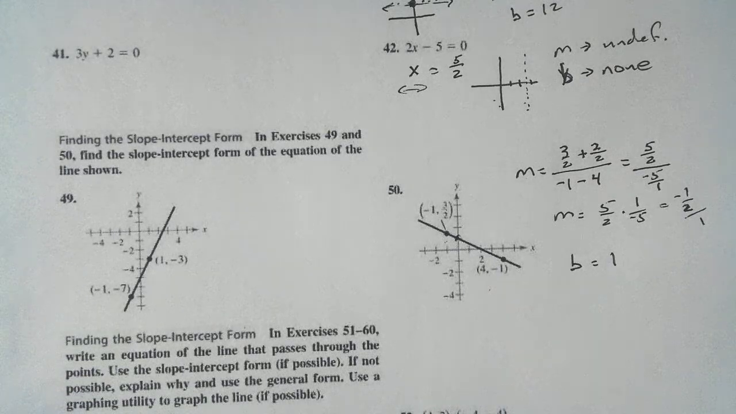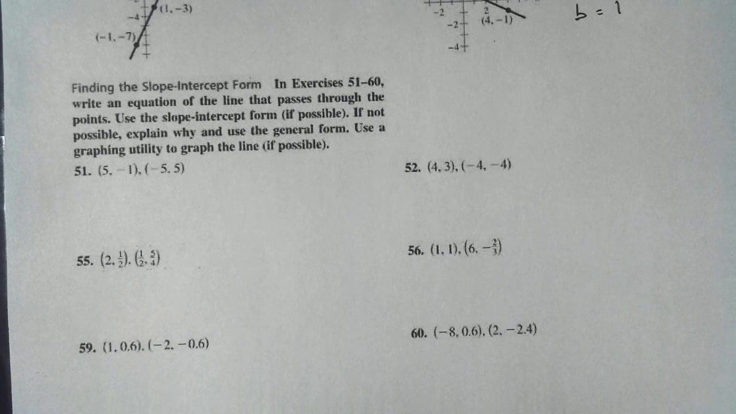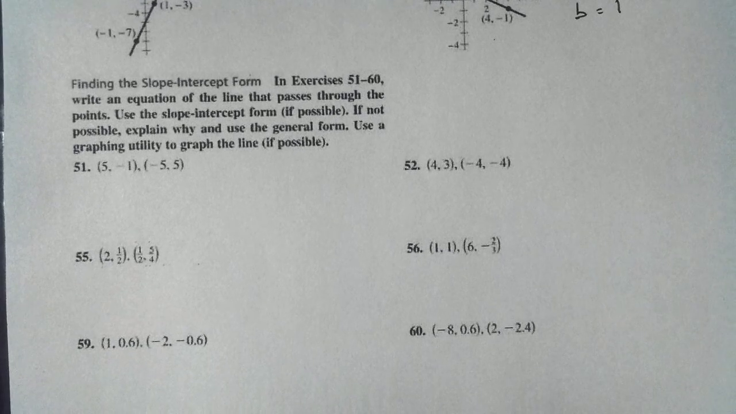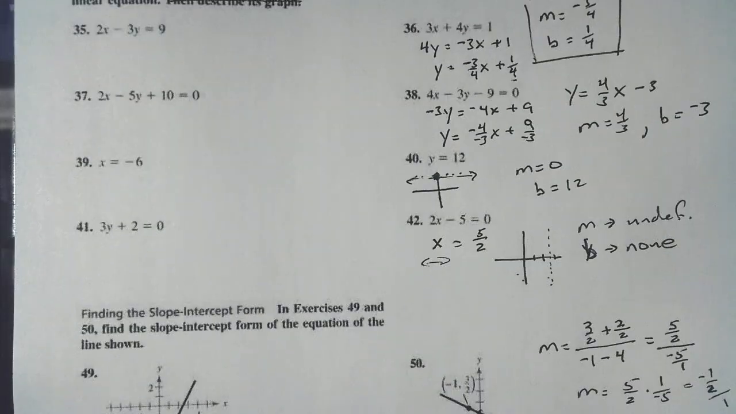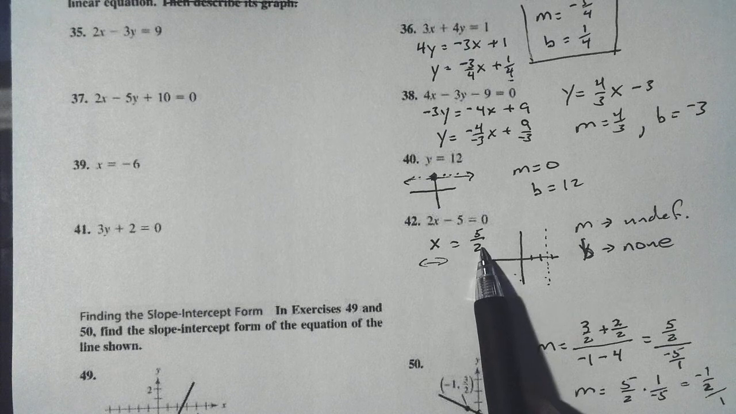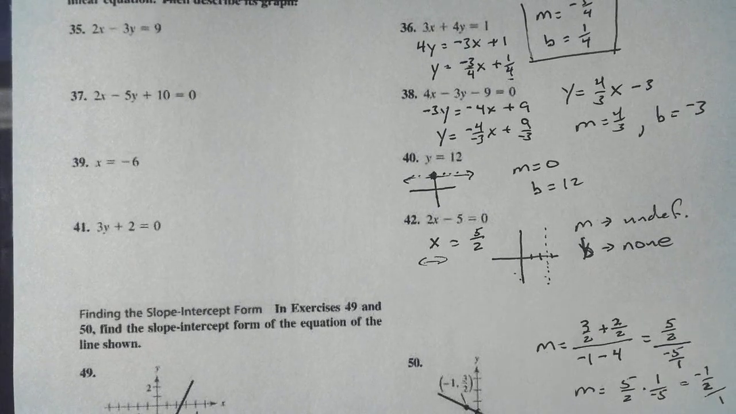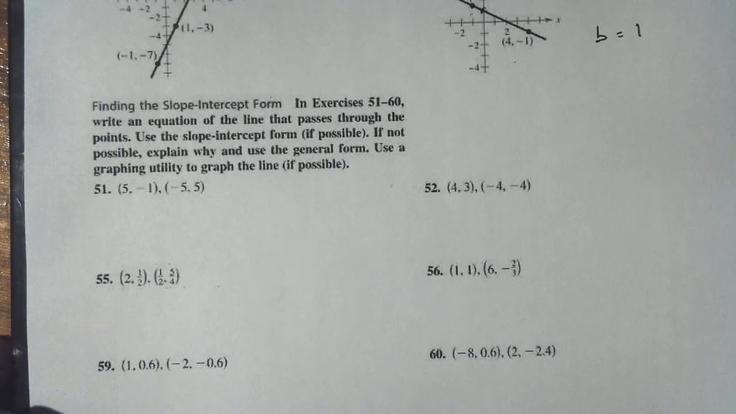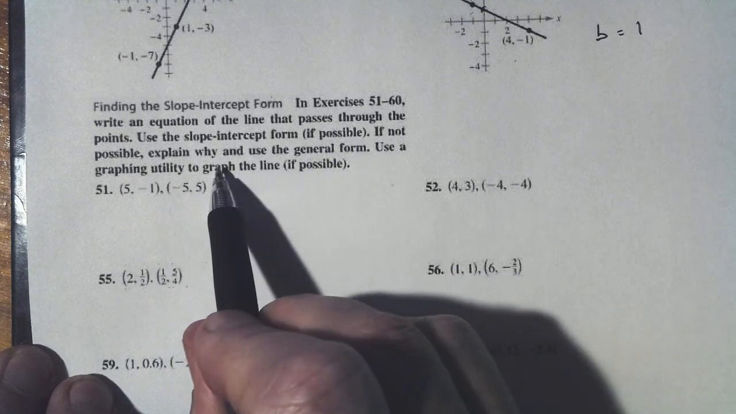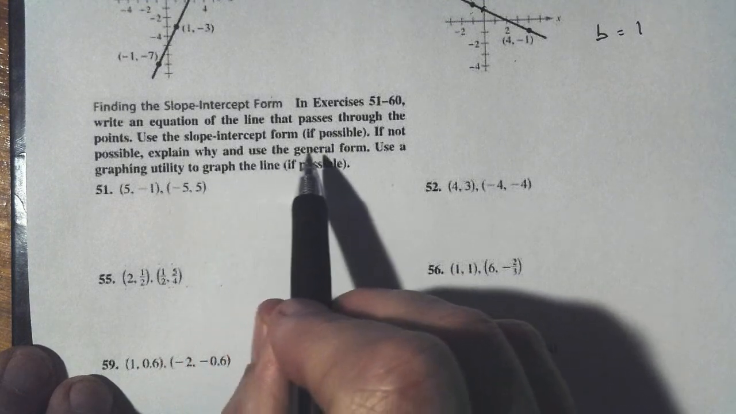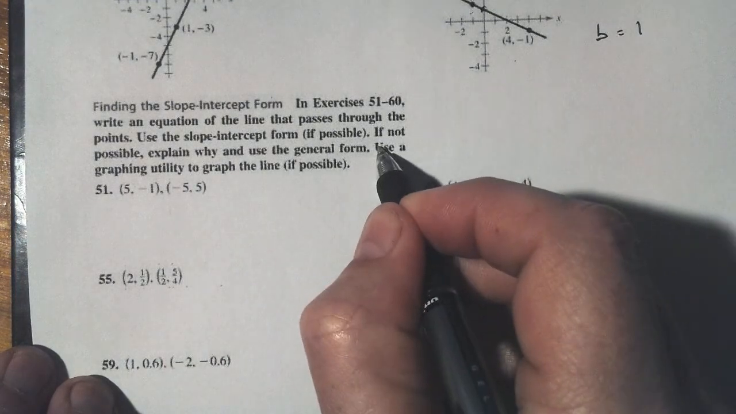We can get the equation of the line. All right. Write an equation of a line that passes through the points. Use the slope-intercept form if possible. Why might it not be possible? Well, I can't use slope-intercept form on this problem right here. We don't even have a slope. So you might have an impossible one in a homework set here. Use slope-intercept form if possible. If not possible, explain why, and use the general form. Use a graphing calculator to graph and check the line.